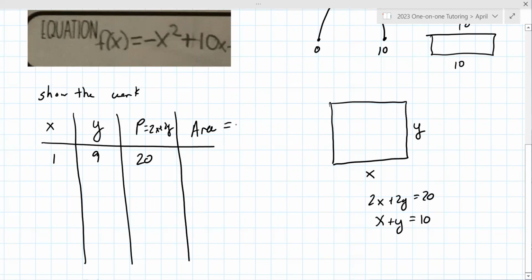Your area is X times Y. 1 times 9 is 9. Now let's make X a little bit bigger: 2 and 8. The perimeter is 2 times X plus 2 times Y. 2 times 2 is 4, 2 times 8 is 16. That's 20. Your perimeter is always 20. But what's your new area?